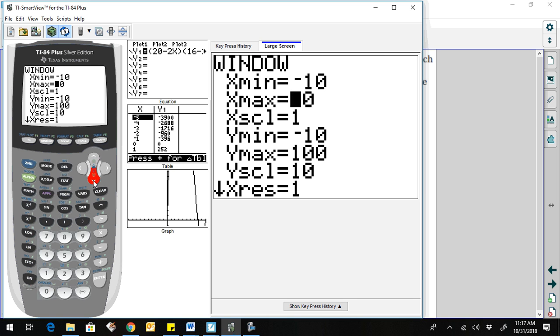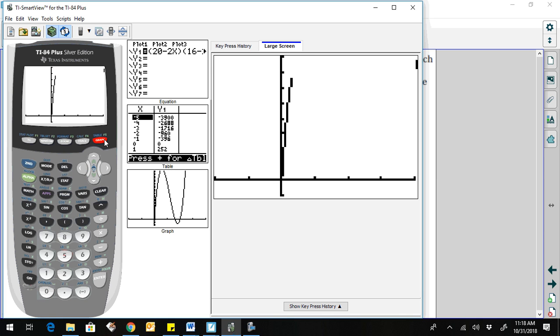A little bit more to the right would be my x maximum. Let's do 20. I'm going to just change the scale to 5 then. My minimum, maybe I'll do negative 50. My maximum, let's try like 400. So I'm going to change my scale to like 50. Okay, let's graph that. Okay, so I see a little bit more, and I see that it's going up here.